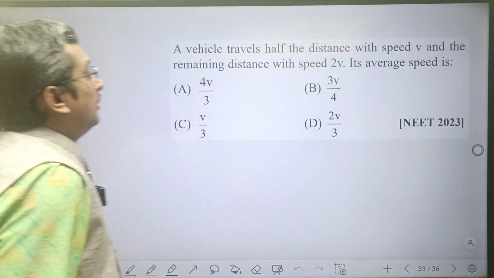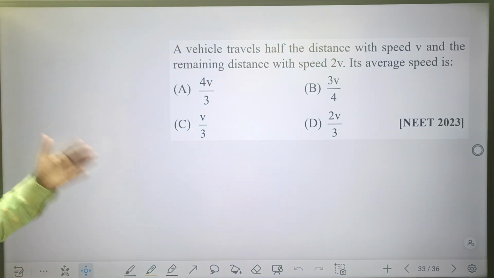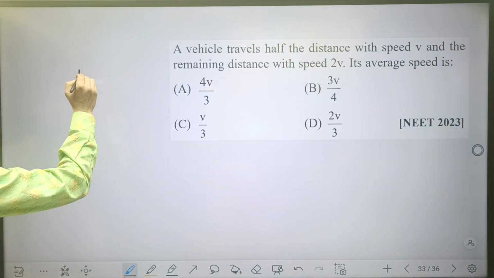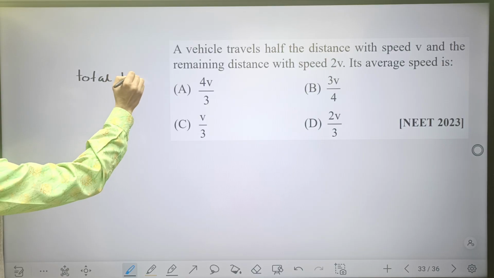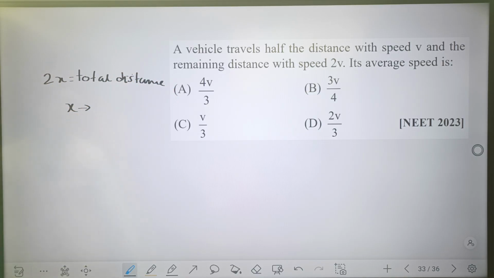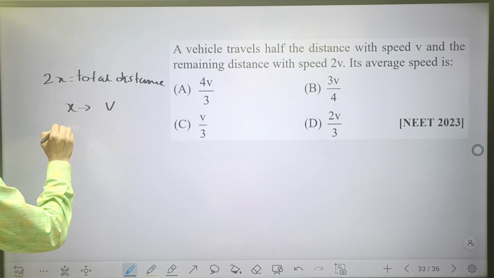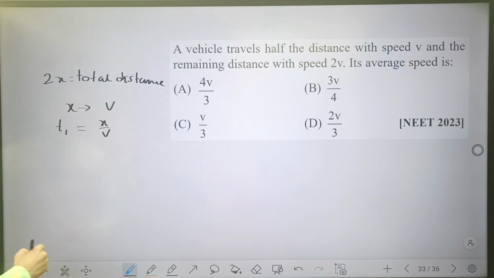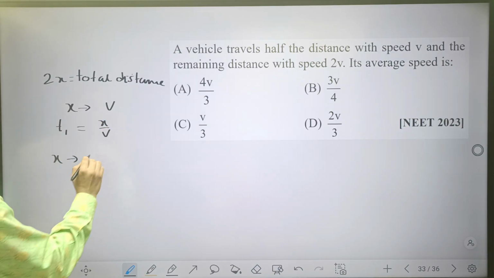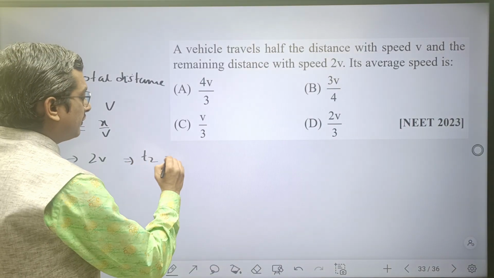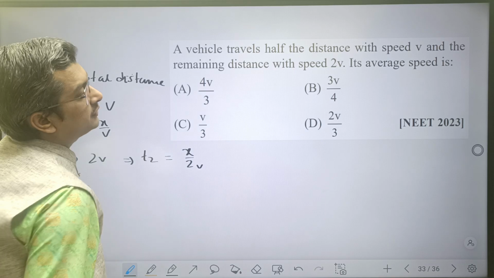Next, a vehicle travels half the distance with the speed v and the remaining distance with the speed 2v. Its average speed is, let us suppose the total distance is 2x, isn't it? Total distance is 2x. So half of the distance, that is x, it covers with the speed v. So let us suppose the time required for covering half the distance is distance by speed, that is x by v. Remaining half distance it covers with the speed 2v. So the time taken to cover the remaining half distance is x by 2v, isn't it?